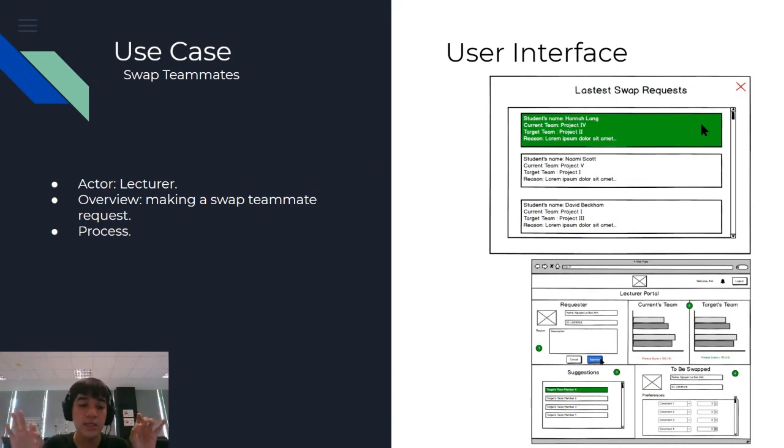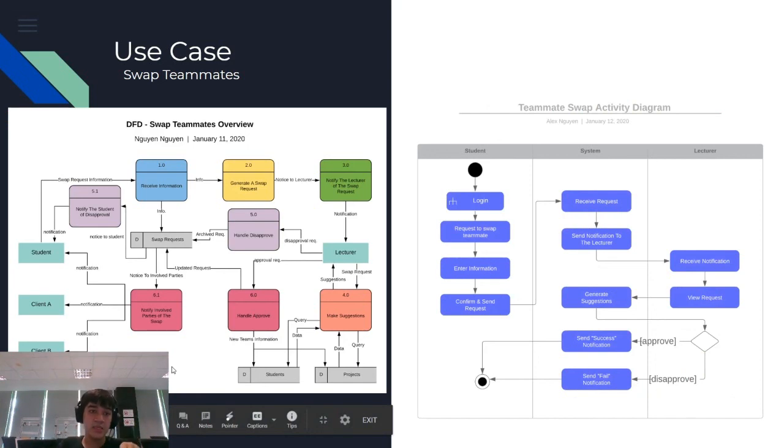When a student sends the request, the system will notify the lecturer that they have received this request. And when they choose any project, they will be redirected to the detail page. And if the lecturer approves this project, a successful message will be sent to the student, else a failed message will be sent to the student. This is the data flow and activity diagram of this use case.